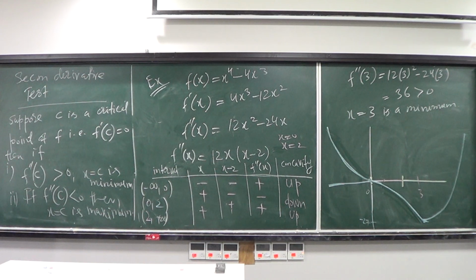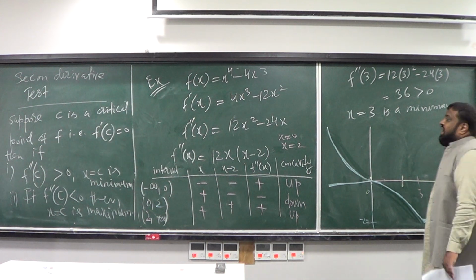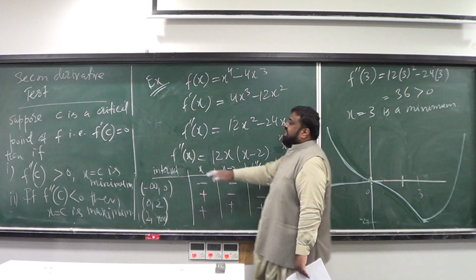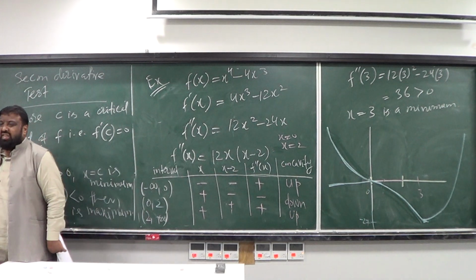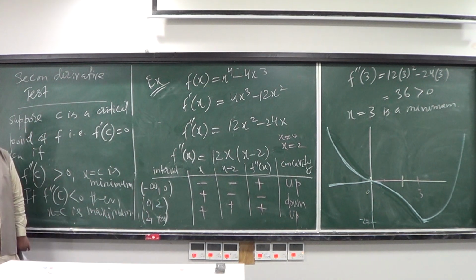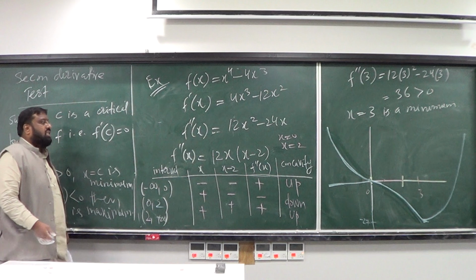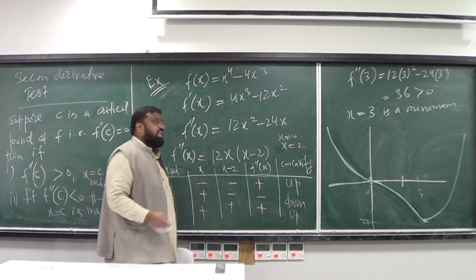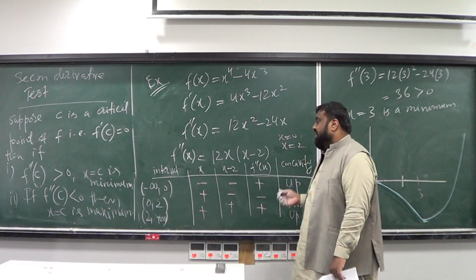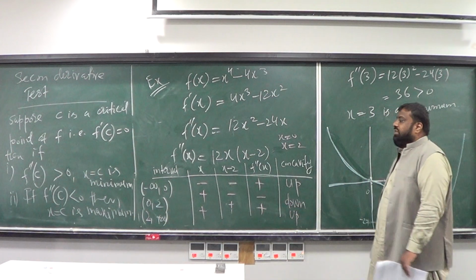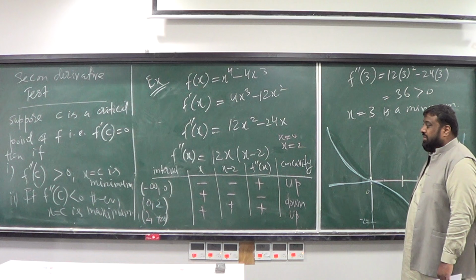So in this example, we did two things. Number one, how to find the maximum and minimum of the function. It's very easy. Just find the critical points and substitute those critical points into the second order derivative, and see what the sign of the second order derivative is at that point. If it is positive, your point is a minimum. If it is negative, your point is a maximum.